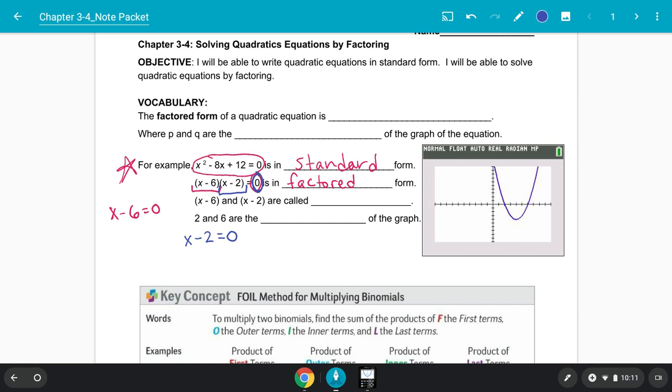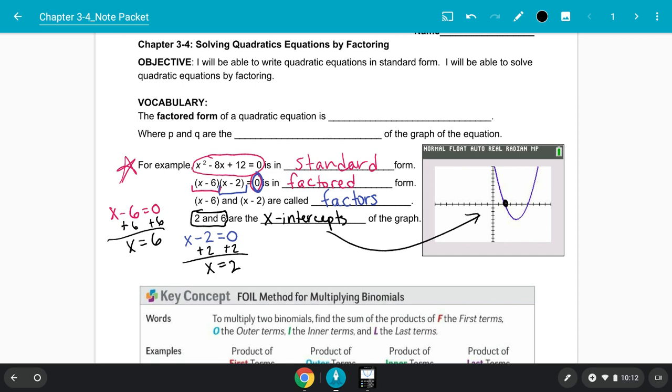Those two things, or those two terms, are called factors. So this is one factor, and this is another factor. Now, what happens when you get things into factored form is you're going to end up solving these two, and you get that x equals 2. And then you'd solve this one, add 6 to both sides, and you would find that x equals 6. These are called the x-intercepts. If you look at this graph, they show up right here at 2 and at 6. An x-intercept is where it crosses the x-axis.